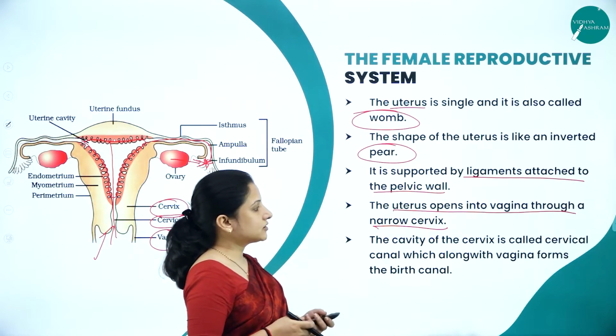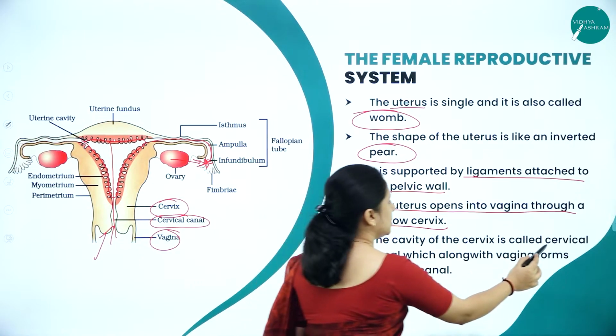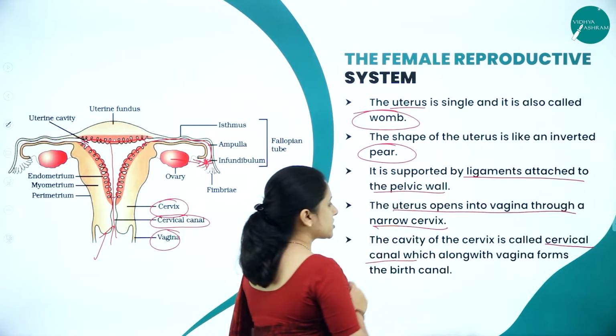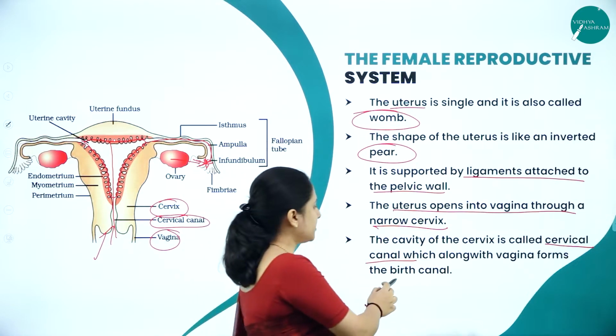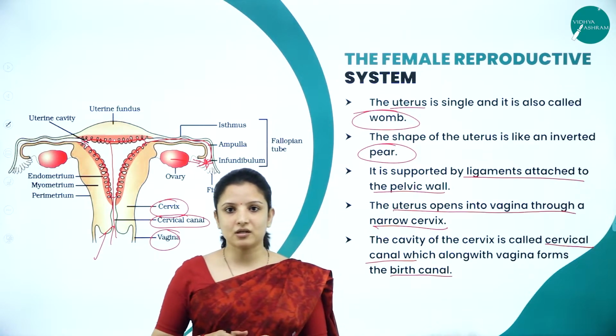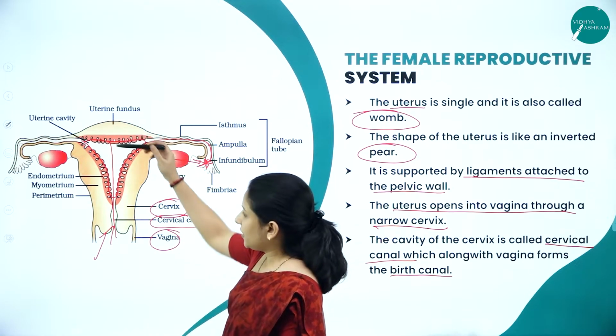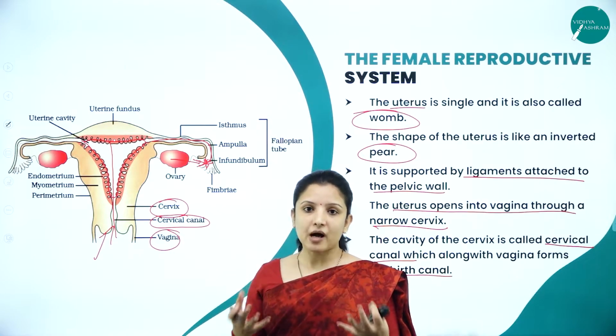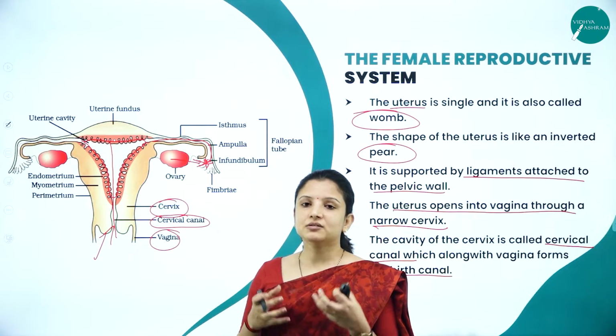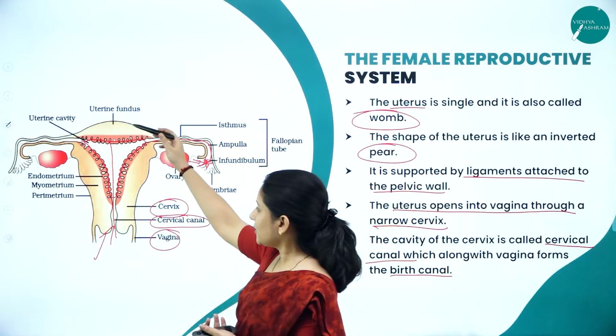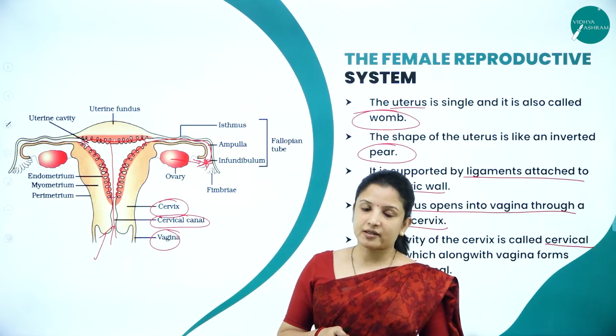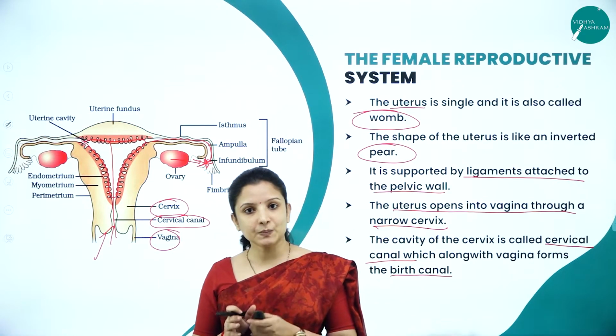So the cavity of the cervix is called the cervical canal, which along with the vagina forms the birth canal. So it is also the birth canal. Why? Because during parturition, after nine months, the baby actually comes out through the vagina. Therefore, it is also called the birth canal.